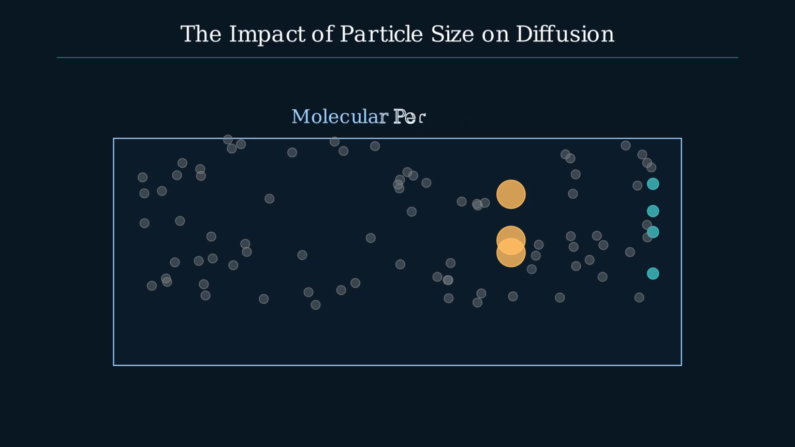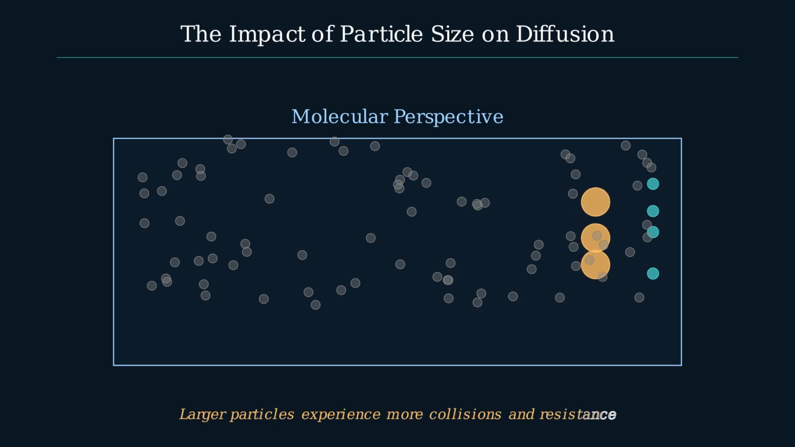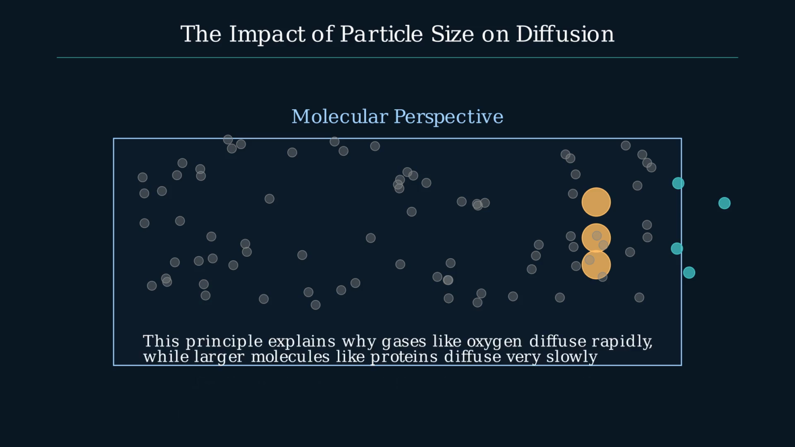At the molecular level, the medium itself consists of particles that create resistance. Larger particles, like glucose, experience more frequent collisions with medium molecules, slowing their movement. Smaller particles, like oxygen, can navigate through the spaces between medium molecules more easily, allowing for faster diffusion. This fundamental principle explains why gases like oxygen diffuse rapidly in tissues, while larger molecules like proteins diffuse very slowly.